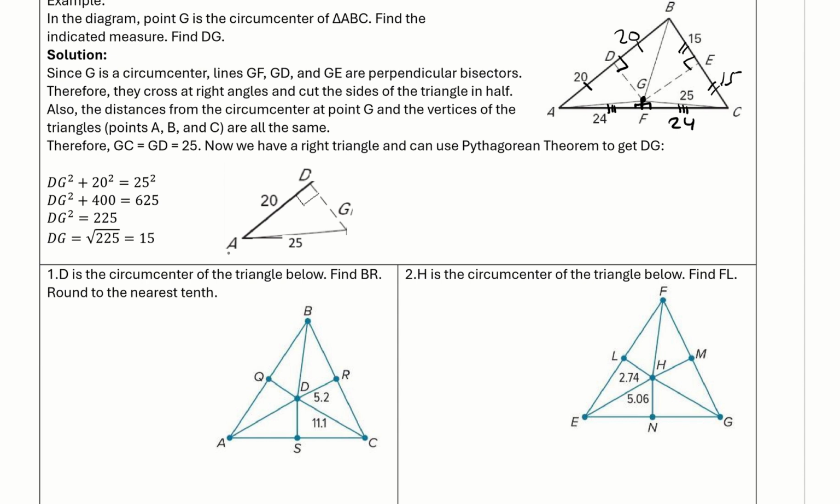And then the circumcenter also means that the distances from the circumcenter to the vertices here are the same. So these are all the same right here. So basically, if this is 25, then this is 25, and then this side right here is also 25. Okay.